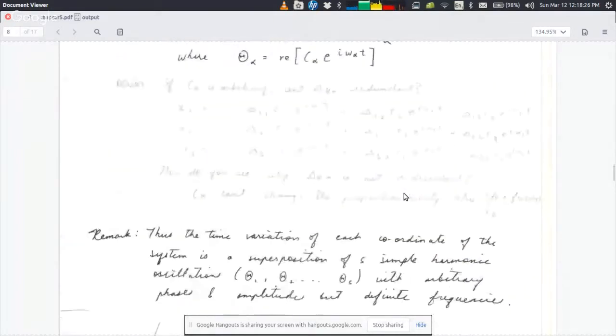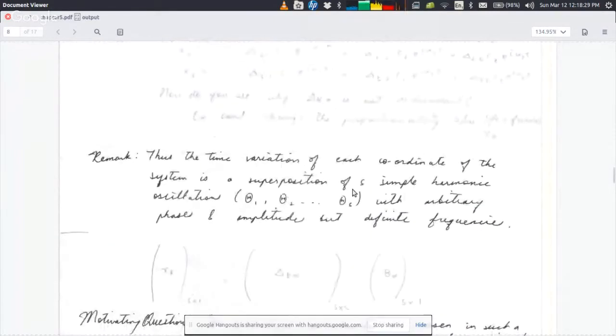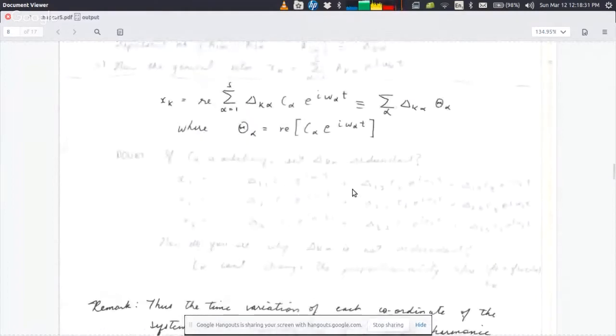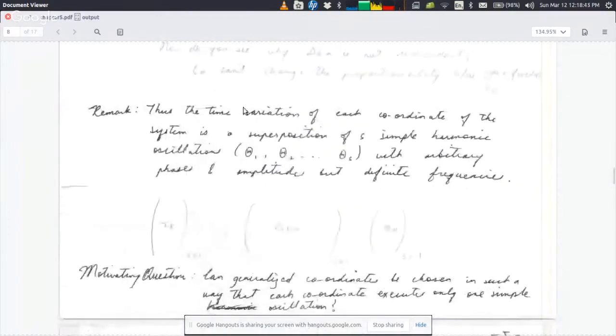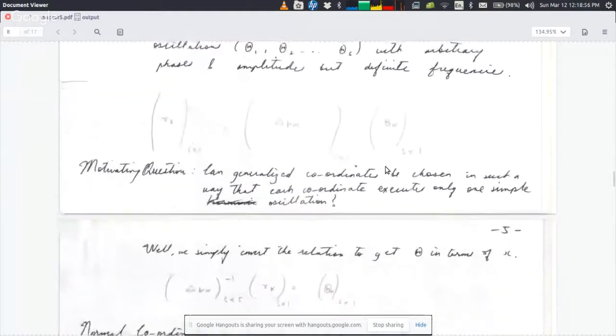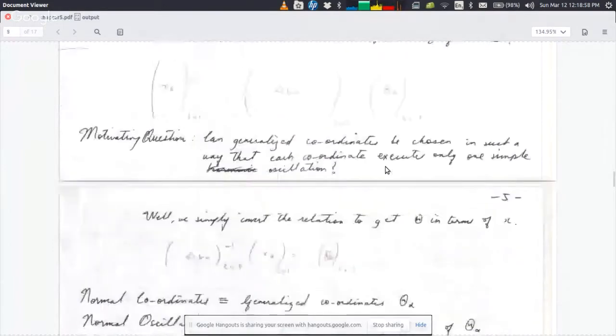Okay, so now the point is that it's good to note that we have already something which looks like a harmonic oscillator, just that the general solution is a combination of all these harmonic oscillator motions with the balance being given by this delta k alpha. Okay, so now the interesting thing is that all of the motion is essentially given by a superposition of S harmonic oscillators with these oscillation frequencies, and the phases and amplitudes are arbitrary.